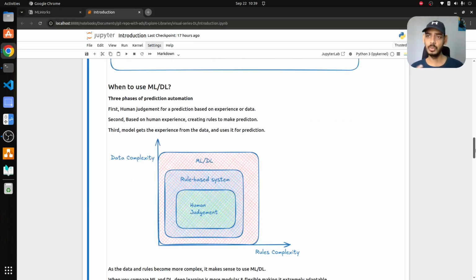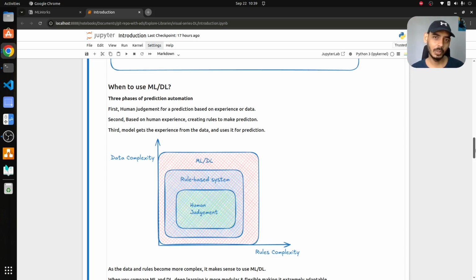So when should we use ML or DL? There are three phases of prediction automation. The first phase is where we humans use our judgment based on our experience or the data available and take some decision for a specific task. That is the first level of prediction automation.